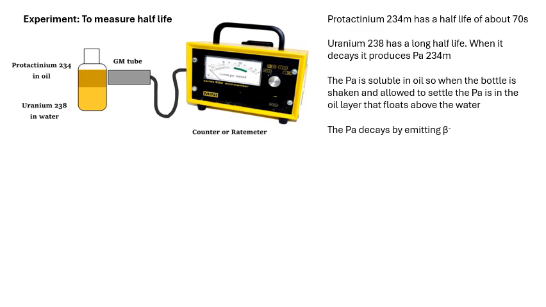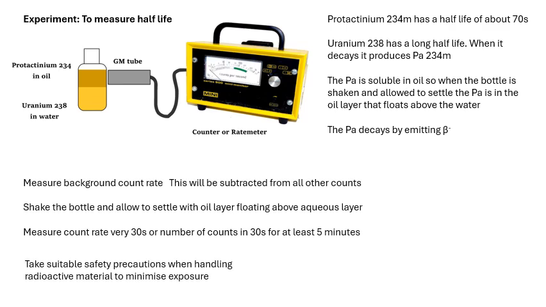So you can use a counter and measure the number of counts in 30 seconds, or you can use a rate meter, and that will tell you the activity from the rate meter. The procedure is, the first thing you've got to do is measure the background count, and then you take that away from all of your other results. You remember that there's lots of little bits of radioactive materials all around us giving off radiation. Your background count is usually about 10 counts per minute, depending on where you live.